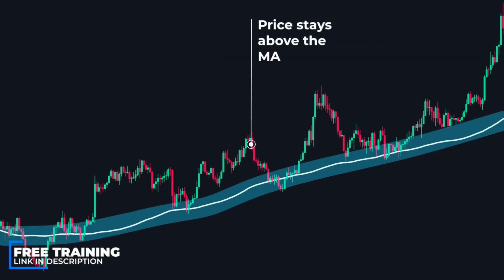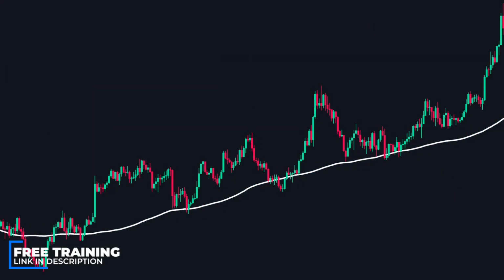In the context of an uptrend, prices frequently remain above the moving average, thereby providing lucrative buying opportunities. Conversely, during a downtrend, prices generally stay below the moving average, pointing toward viable selling opportunities.